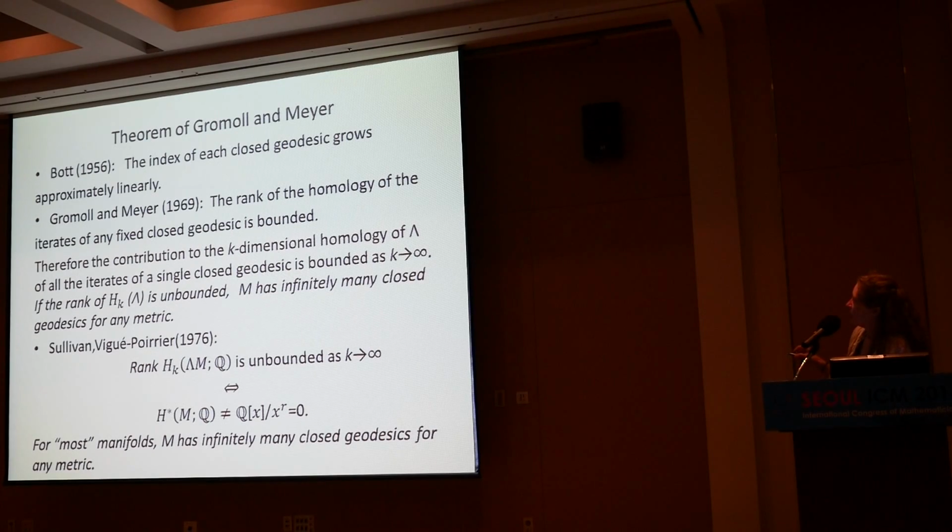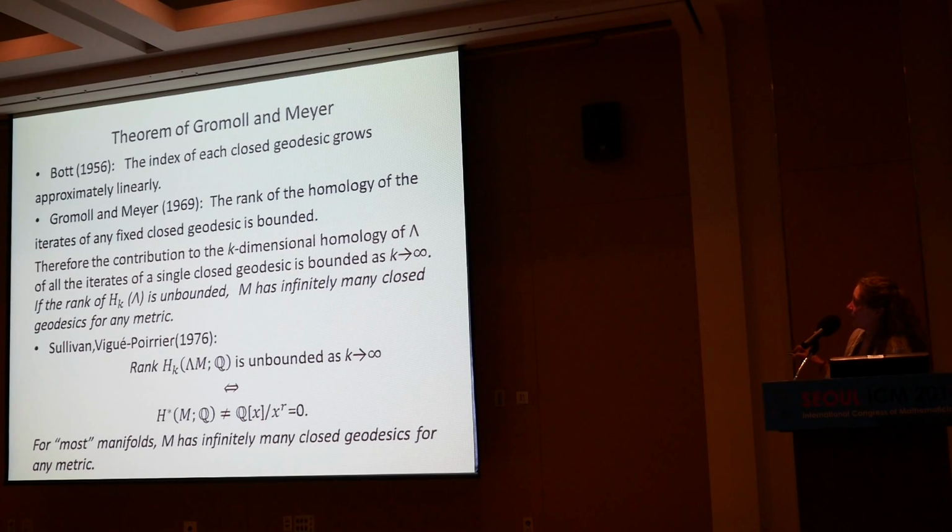And therefore, if the rank of the homology of the free loop space is unbounded, you can conclude that M has infinitely many closed geodesics for any metric whatsoever. So that's the theorem of Gromoll and Meyer.